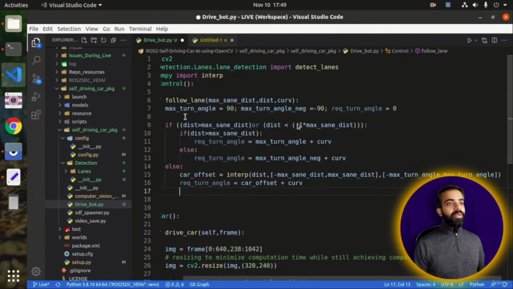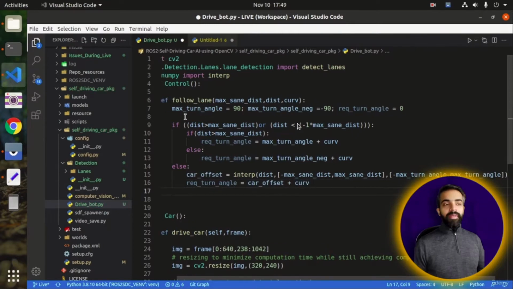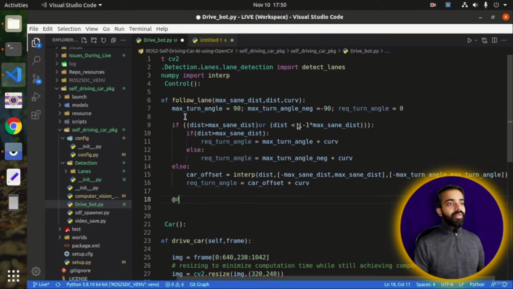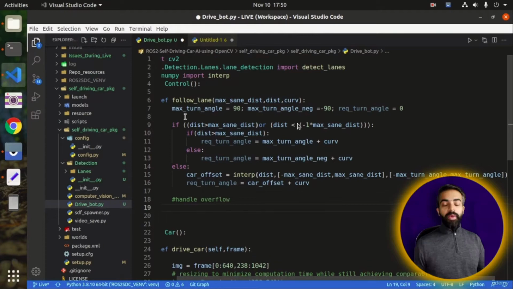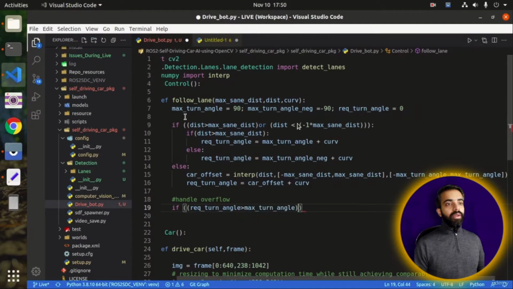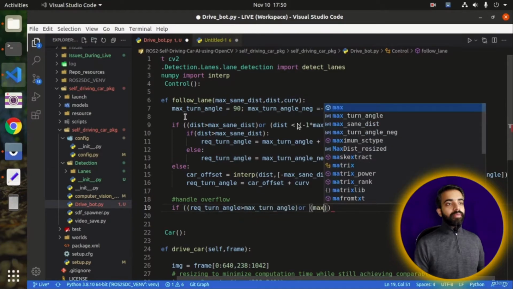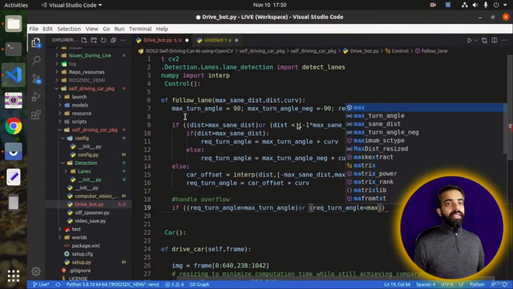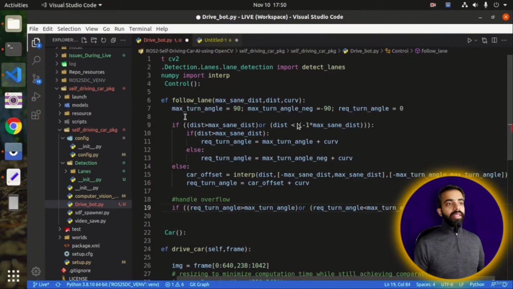Now, once we have catered for both the out of bound and normal conditions, we can move on to step 2 of this algorithm. If you remember, step 2 was about handling the overflow. So let's write handle overflow. What we have computed so far is the required turn angle the car needs to take to follow the lane. Now, this angle can, of course, go above the maximum turn angle that the lane can take, so we need to handle that overflow. What we simply write is: if the required turn angle that we just computed is greater than the max turn angle that is allowed, or the required turn angle is less than the max turn angle in the negative direction, then this is an overflow condition.